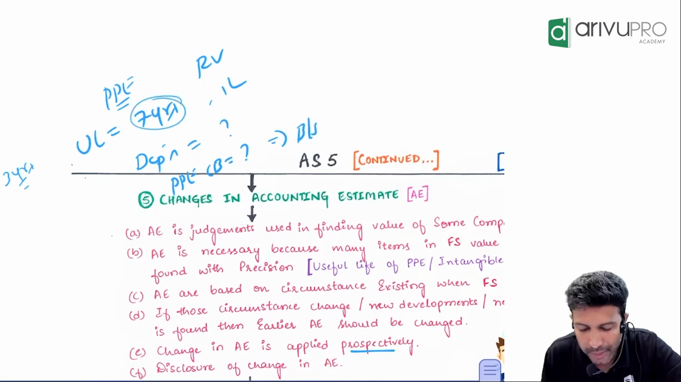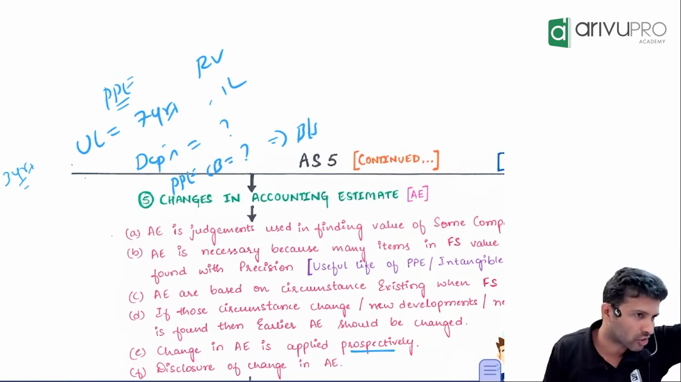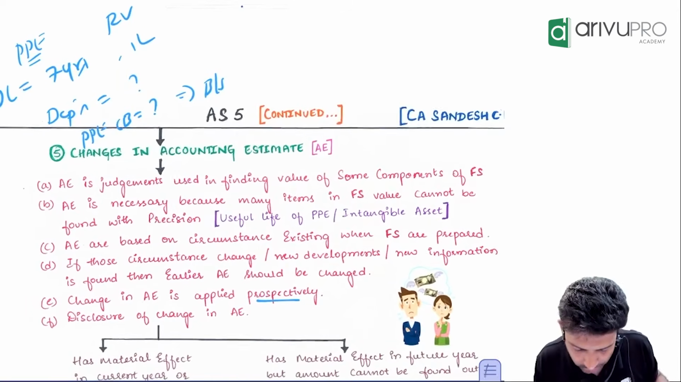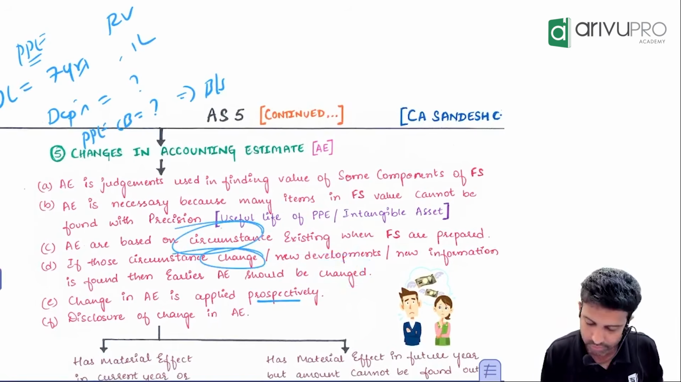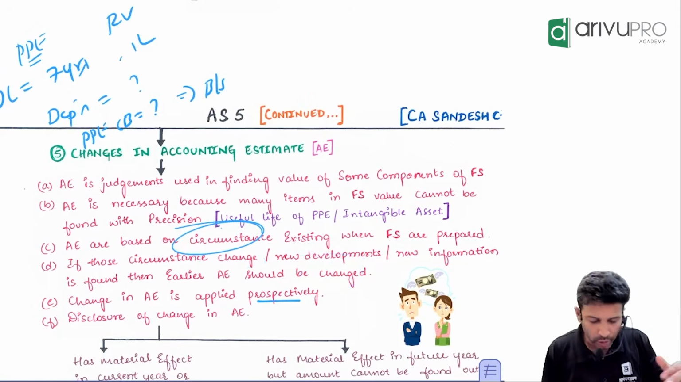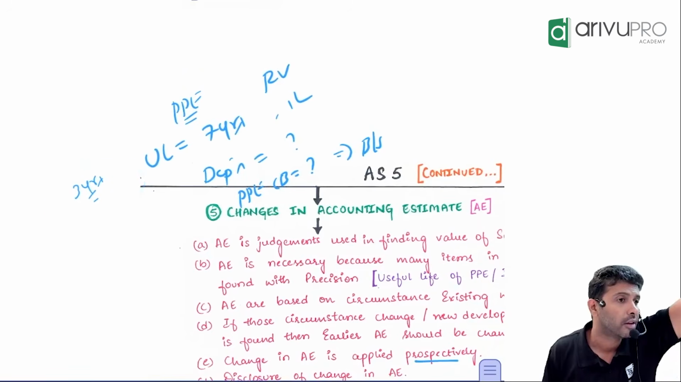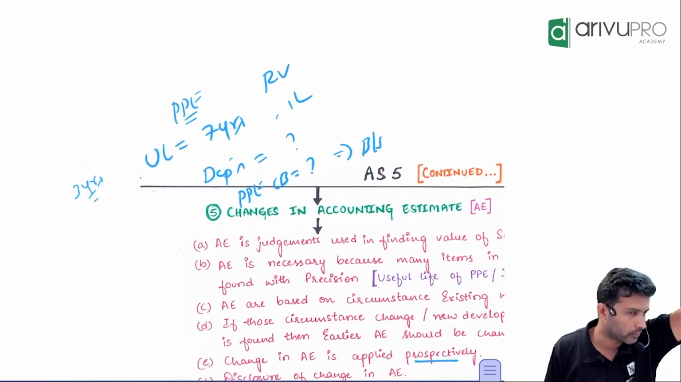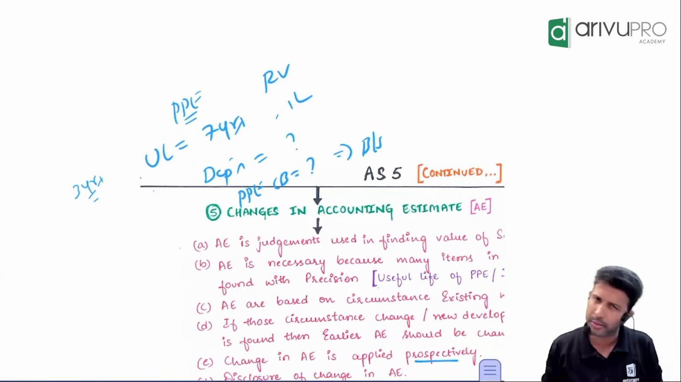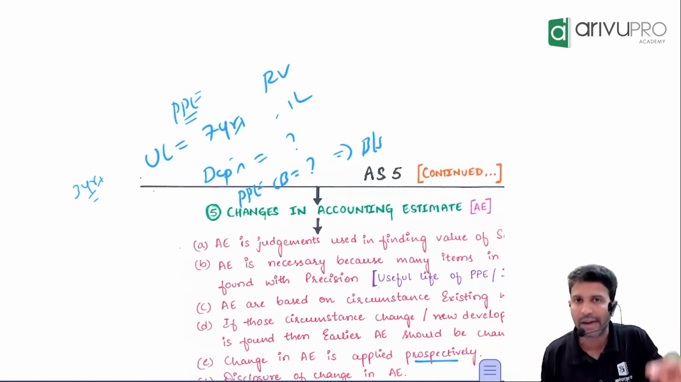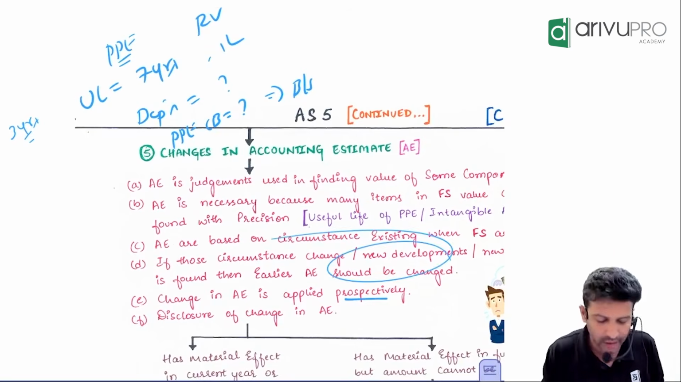That means my estimate is becoming the same, or it is getting revised? Revised, based on what? Circumstance. Accounting estimates are always based on circumstance. If that circumstance changes, then estimates can also be changed. When I say change, it's not necessarily a reduction. It could also be an increase. Change can be on the positive side or the negative side, favorable or unfavorable. But since estimates are based on certain factors or circumstances, if those circumstances change, estimates can also be changed.